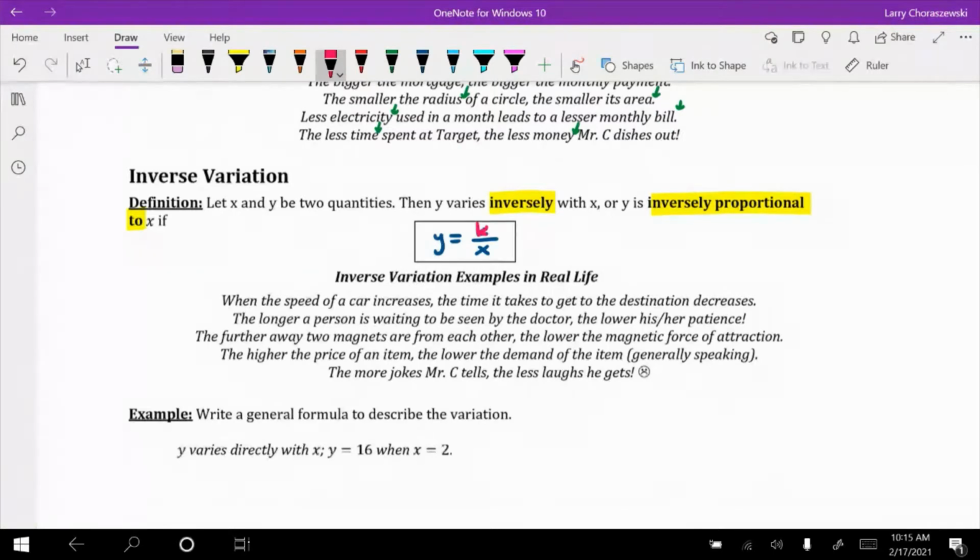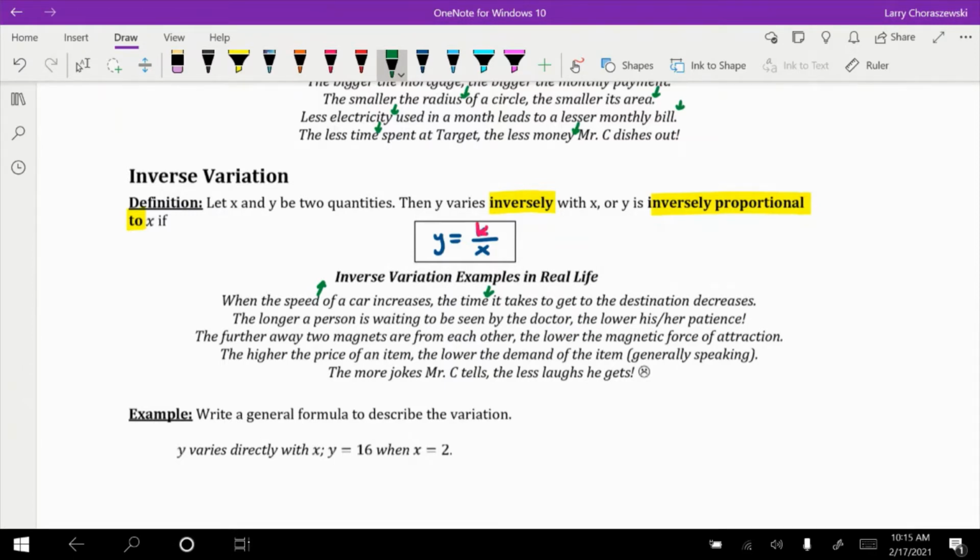When the speed of a car increases, the time it takes to get to the destination decreases. Right? Haven't we all been there before? Running a little late for work or a little late for school. Maybe we're tempted to go a little bit faster, down 8 Mile or 275 or something like that. But the whole reason for going a little faster in your car is so that you can make up some lost time there. So if speed increases, time generally decreases.